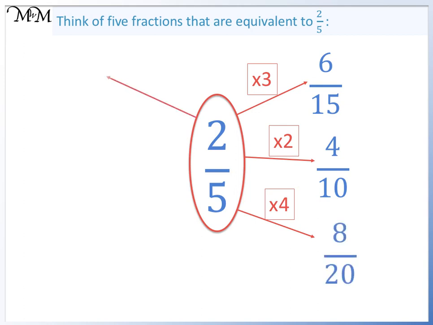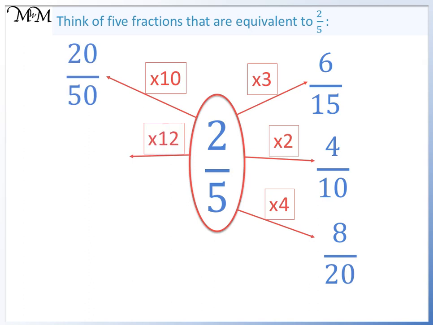We can multiply by 10. 2 times 10 equals 20, and 5 times 10 equals 50, 20 over 50. We can multiply by 12. 2 times 12 equals 24, and 5 times 12 equals 60. 24 over 60.